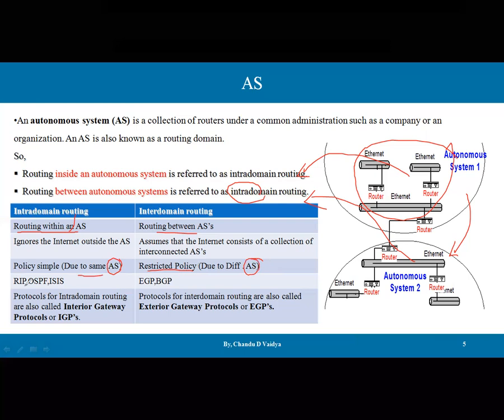Some examples of intra-domain protocols are RIP, OSPF, and IS-IS. For inter-domain protocols, EGP and BGP are available. Generally, the protocols of intra-domain routing are also called interior gateway protocols, that is IGP, and this is the main category of these algorithms. The protocols of inter-domain routing are also called exterior gateway protocols, that is EGP. So these are a few differences, guys.